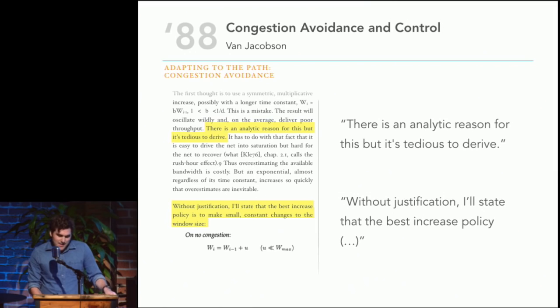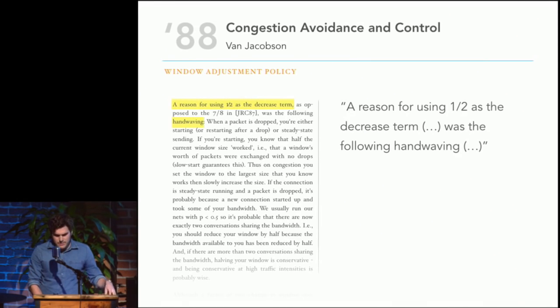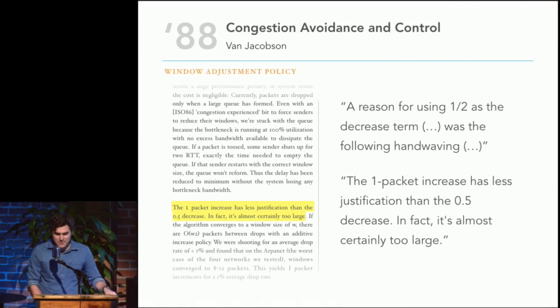Okay? When explaining the values, he explains that the reason he uses 0.5 as a decrease term, he uses the expression "hand waving." I thought this was a term from physics. It's not. And as if that one was any good, his next one is, the 1 packet increase has less justification than the 0.5 decrease. It's almost certainly too large, right?